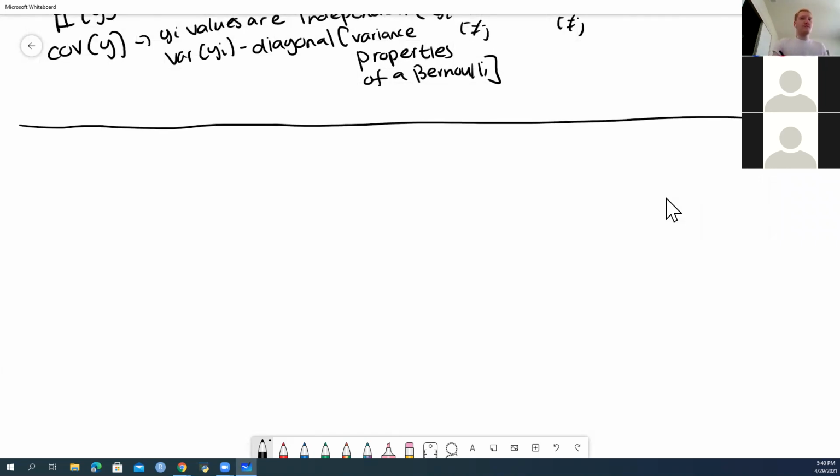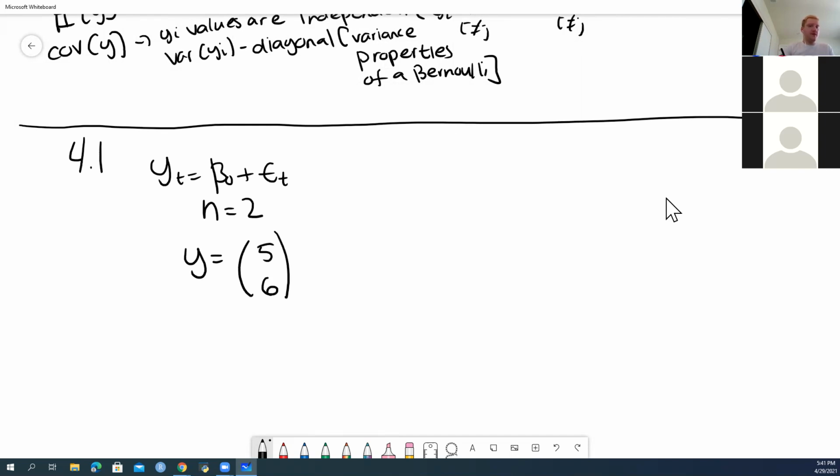Okay, so for problem 4.1, which is also confusingly 4.2, I came up with a problem that's really similar to it. Let's say we know that y of t is equal to beta naught plus epsilon t, and we have n equal to 2. We have a data vector y equal to 5, 6. They say, basically, draw the data in two-dimensional space.